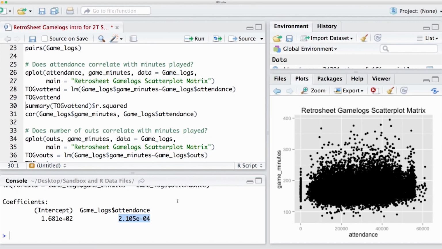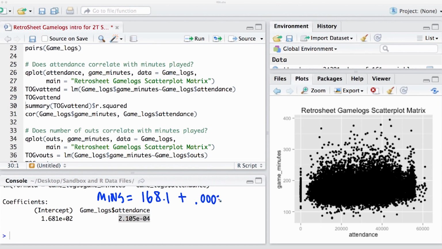The coefficients give us an equation. Here's the equation that this data set tells us. This data set says minutes of a game equals 168.1 minutes at the start plus 0.00021 times attendance.